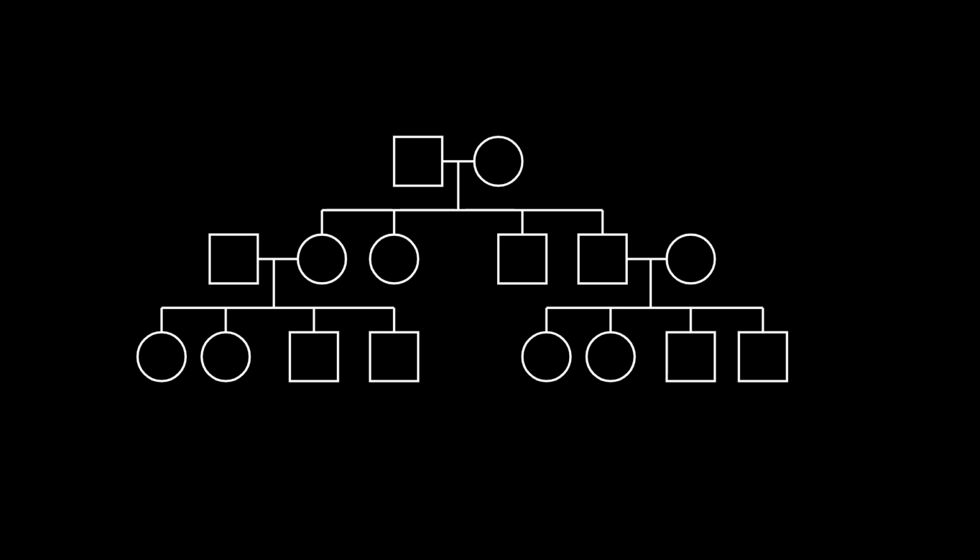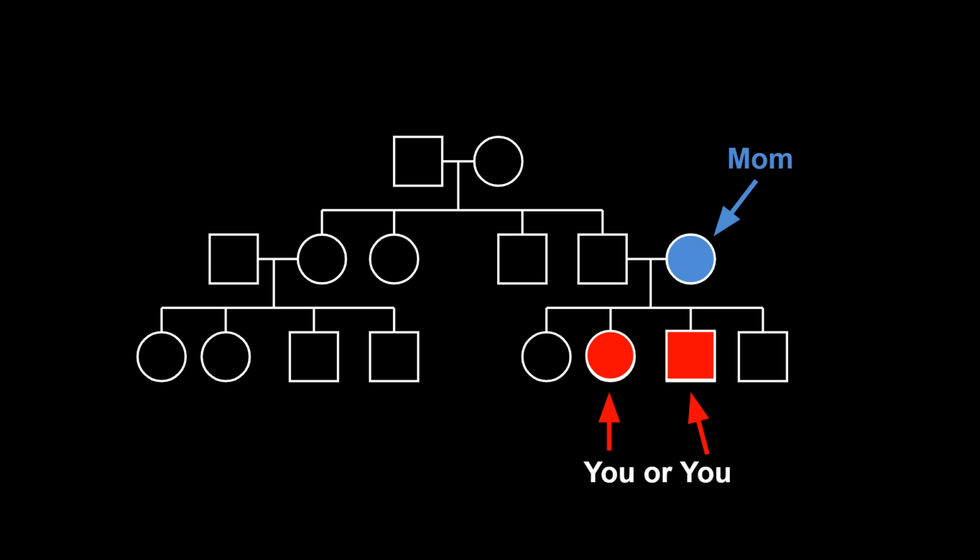So again, let's look at this pedigree. So what we can see here is that we have a collection of males and females. If there is a horizontal line, then that means that those people have had children. Vertical lines, you follow those down, and that gets you to their children. So let's pretend that you are either this circle or this square. That means that this individual is your mother.